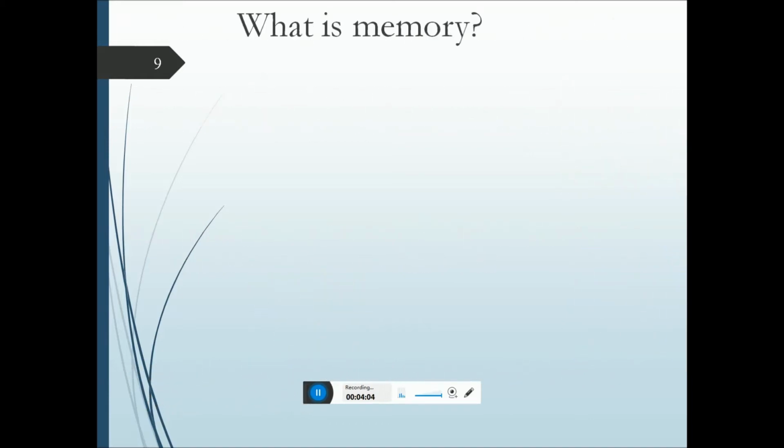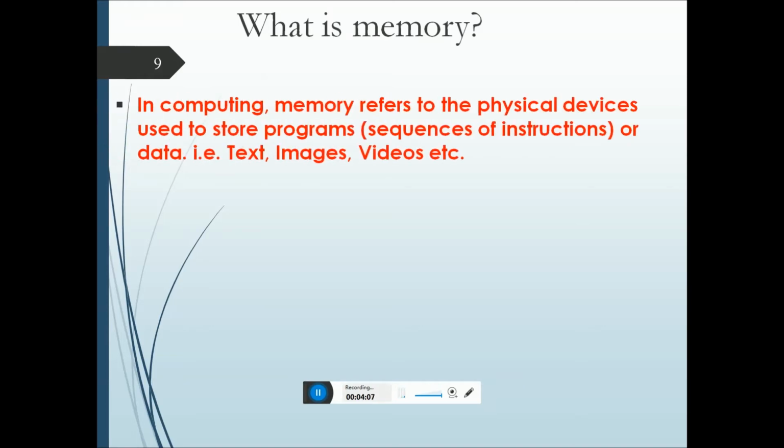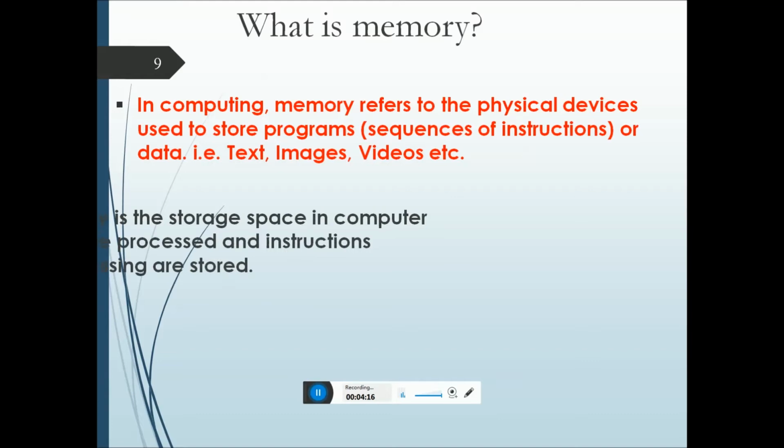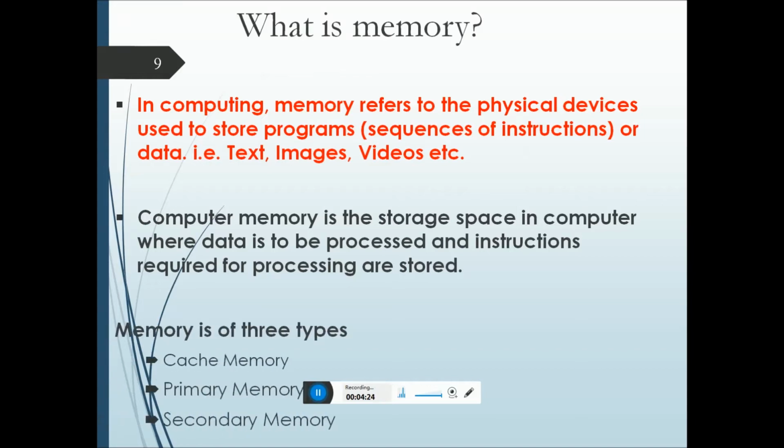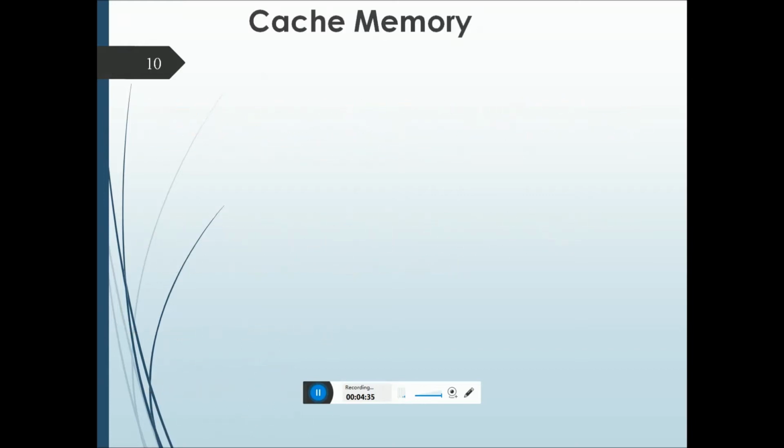What is memory now? Computer memory refers to the physical device used to store programs, sequences of instructions, or data, for example text, images and videos. Computer memory is the storage space in the computer where data is processed and where instructions required for processing are stored. Memory is mainly of three types: cache memory, primary memory, and secondary memory.